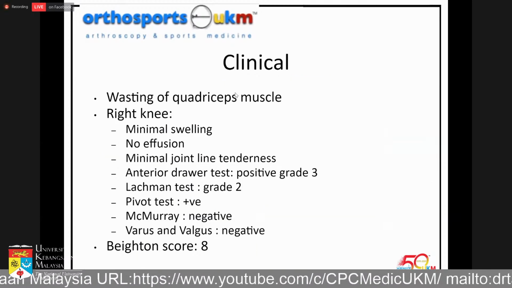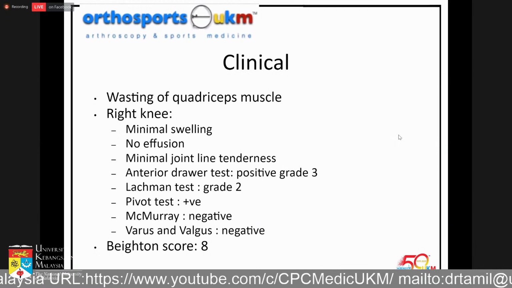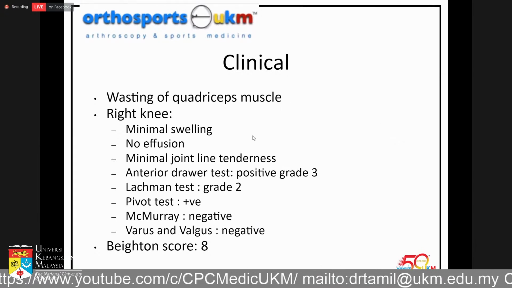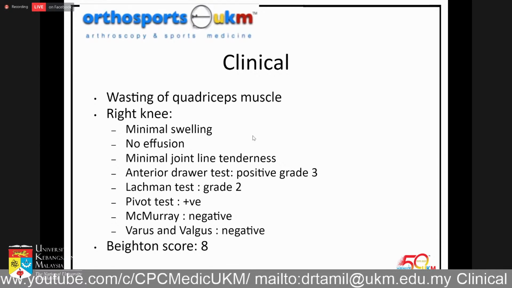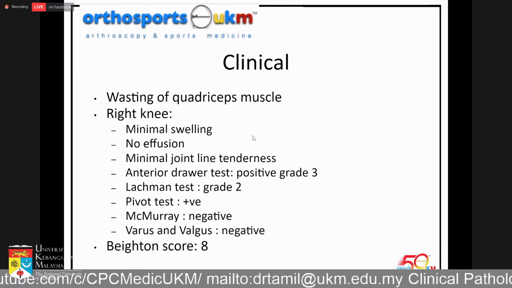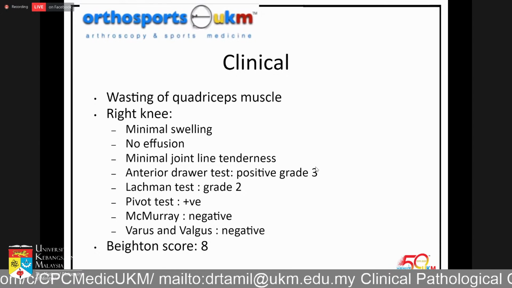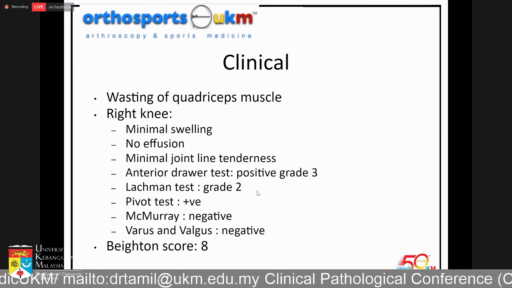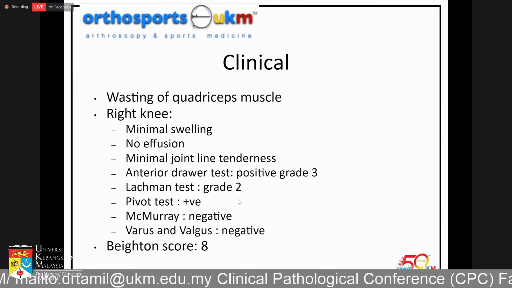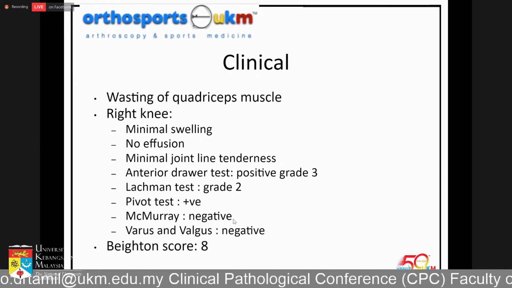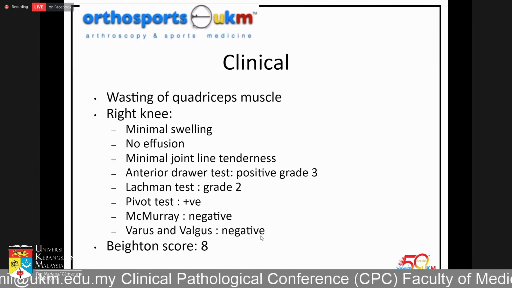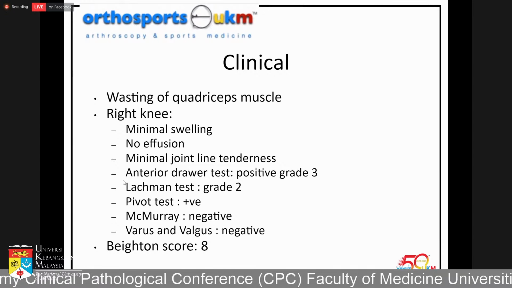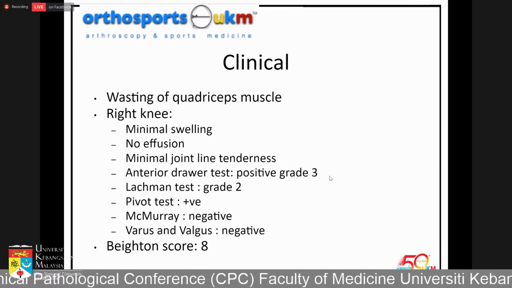So the summary of the clinical examination of this patient is there is a wasting of the quadriceps muscles. There's minimal swelling, no effusion. There is minimal joint line tenderness, and the anterior drawer test is positive grade 3. Lachman test is positive grade 2. Pivot shift test is also positive. McMurray and valgus varus tests are negative. The Beighton score is 8. I will explain the examination and how to do that in our next slide.